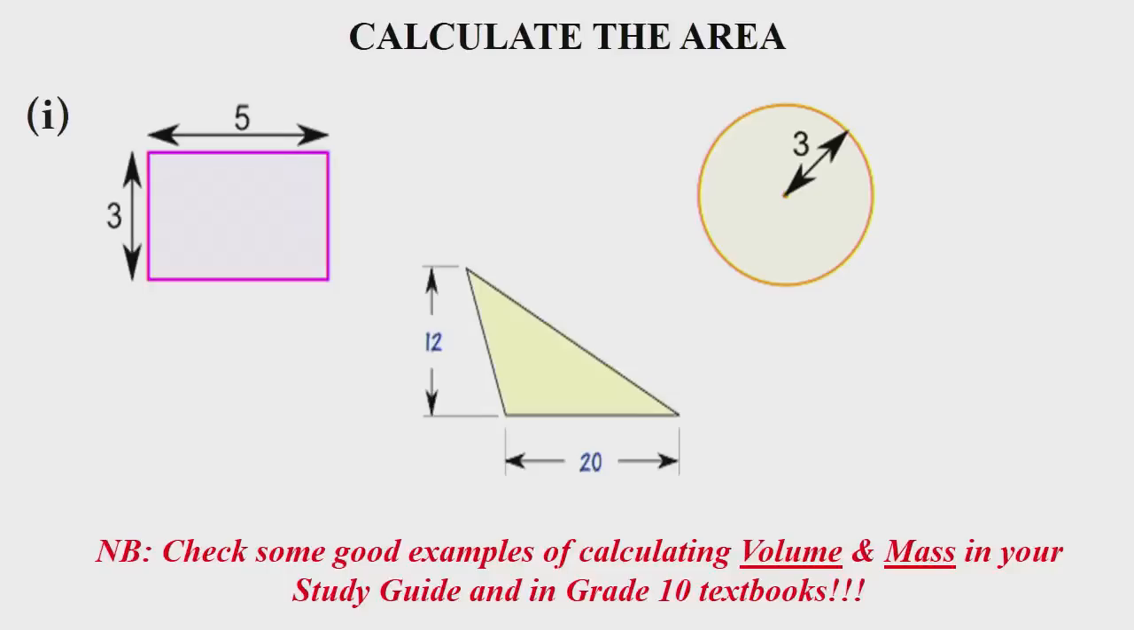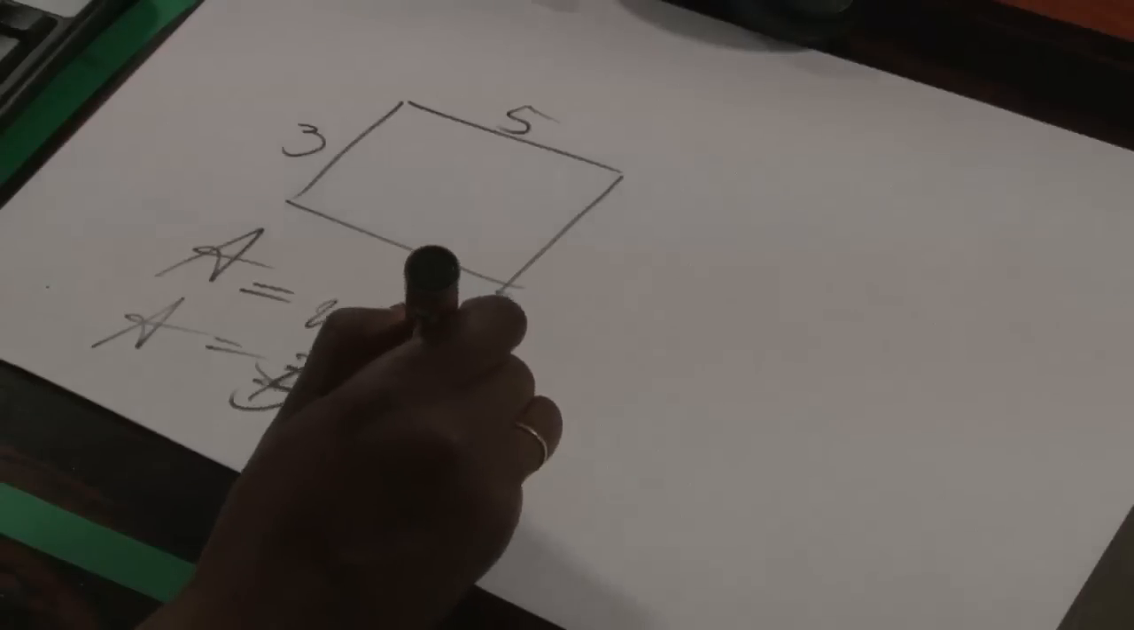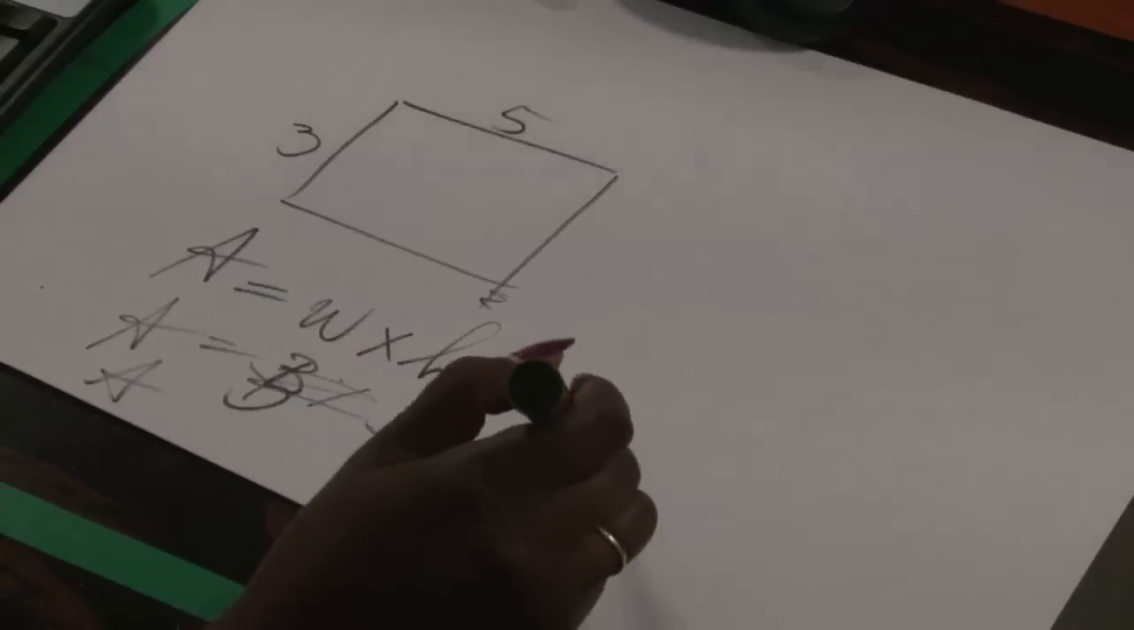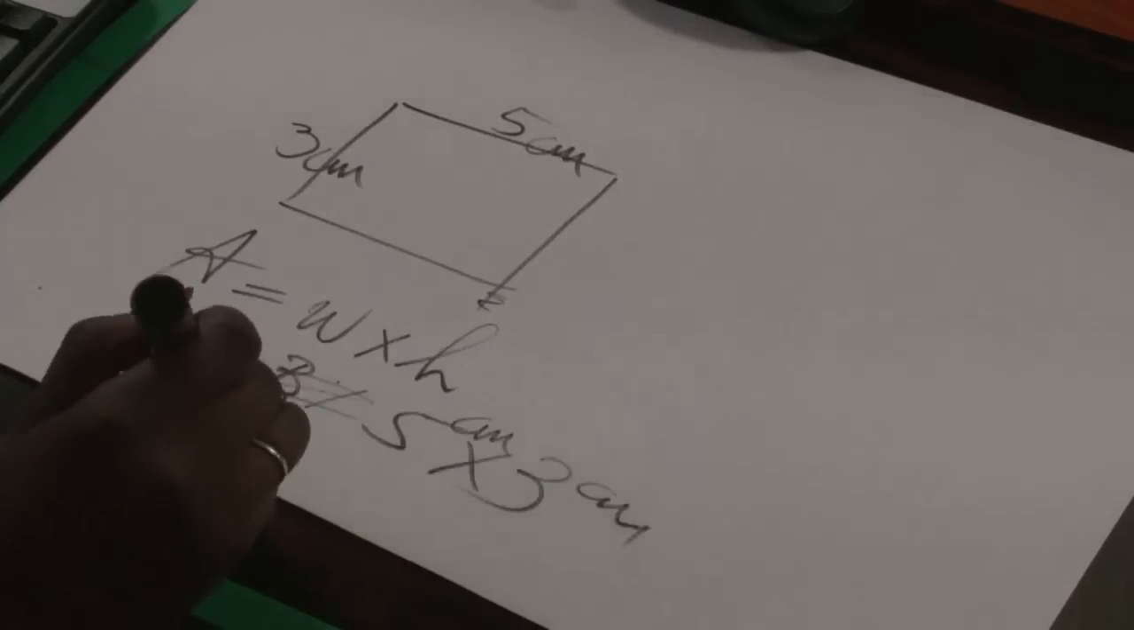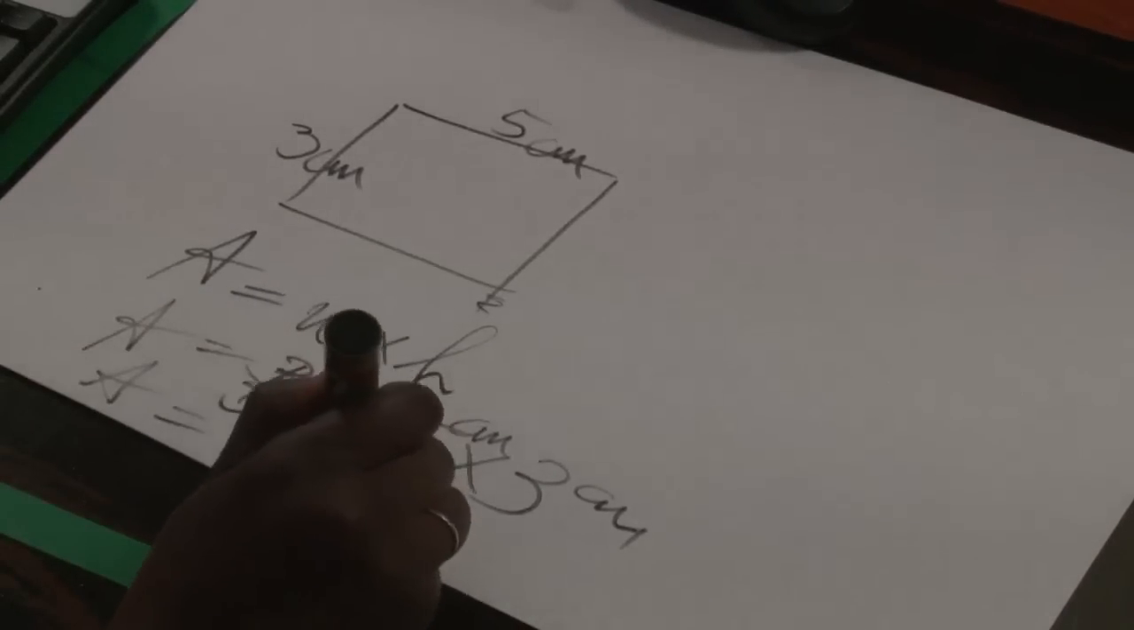For example, you are given a rectangle with 5, probably centimeters, and here we have 3. Then to calculate the area, we take width times height. Some people call it length. The area is 5 times 3. If it was centimeters, because of course in the exam there will be units, our answer will be 15. 3 times 5 is 15 square centimeters.